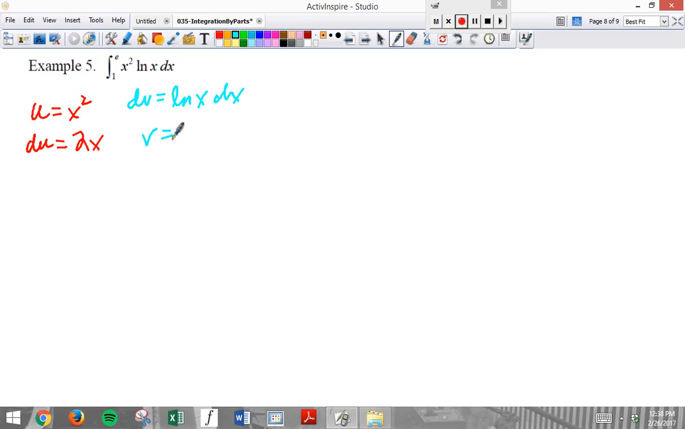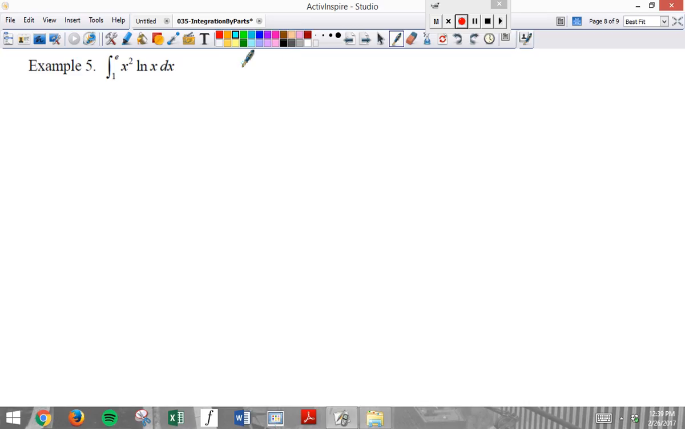Now, if you said 1 over x, you're not thinking about this. That's the derivative. How do I go from dv to v? I have to integrate. I have to integrate, guys. And that's not working. I can't integrate natural log. And what you'll notice is I was leading you down this path to see if you were paying attention. This is not right.